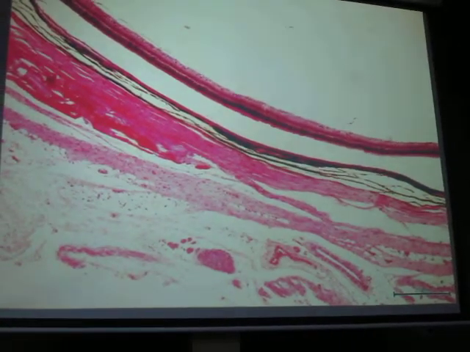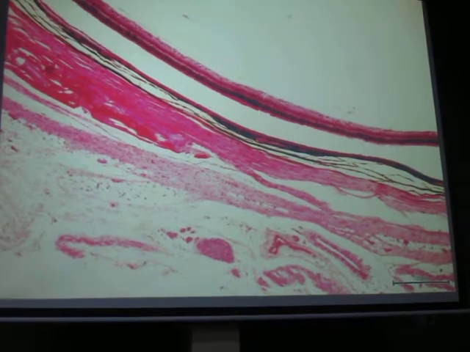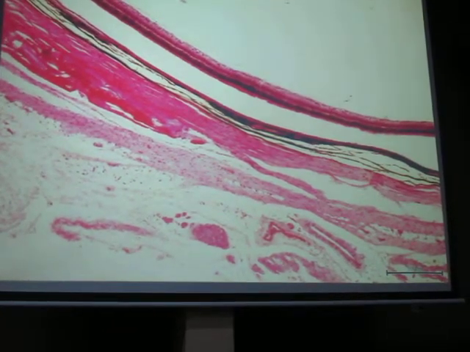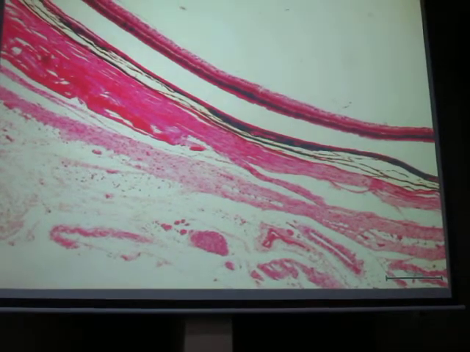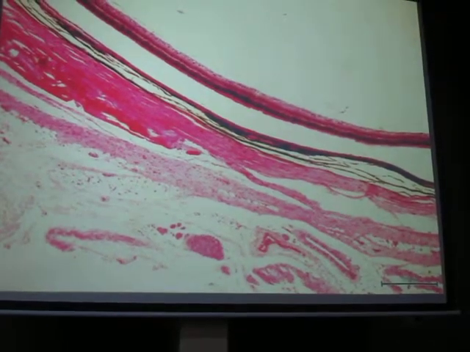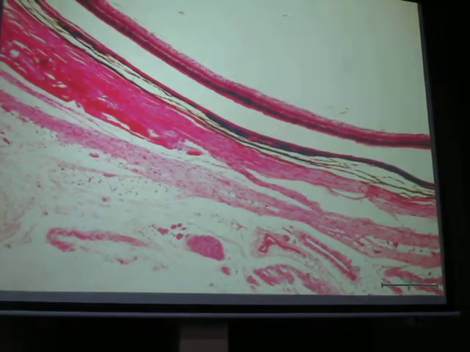The retina. The whole organ is the eye, or eyeball. And how many tunics of the eye can you see in this field alone? Three. Sclera, choroid.